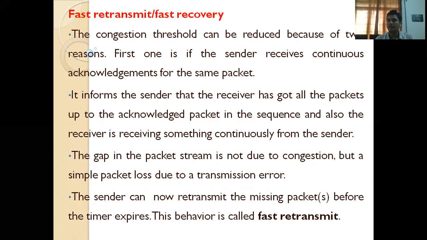The congestion threshold can be reduced because of two reasons. First one is if the sender receives continuous acknowledgements for the same packet, it informs the sender that the receiver has got all the packets up to the acknowledged packet in the sequence, and also the receiver is receiving something continuously from the sender. If the gap in the packet stream is not due to congestion but a simple packet loss due to a transmission error, the sender can now retransmit the missing packets before the timer expires. This behavior is called fast retransmit.